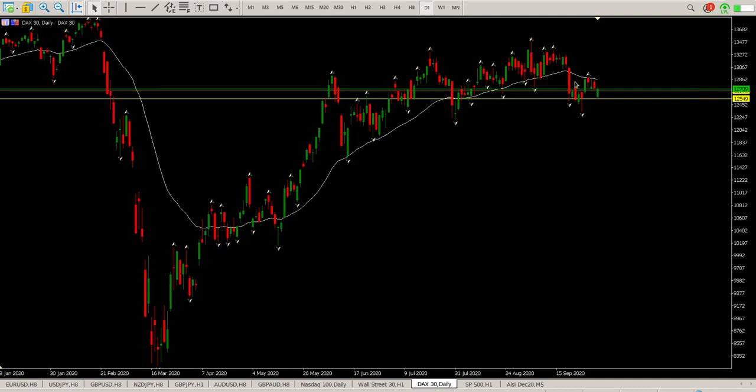Friday was a massive gap down, based on the news coming out that Trump was positive for the virus. The market recovered most of that gap down, pretty much all of it closed. I've left these levels in from Friday.